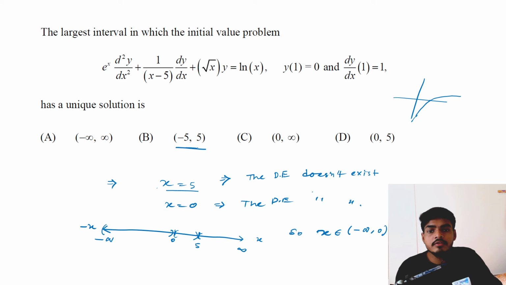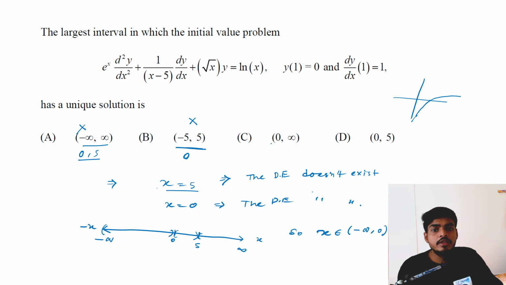Now this interval contains what? The point 0. If it contains the point 0, then your differential equation is not existing at 0. So how can you get a unique solution? You will never get a solution at 0. So this is not the answer. Minus infinity to infinity, no, this also contains 0 and 5, these 2 points. At these 2 points your differential equation doesn't exist. So how will you get a solution? Forget about unique solution, you don't get a solution here.